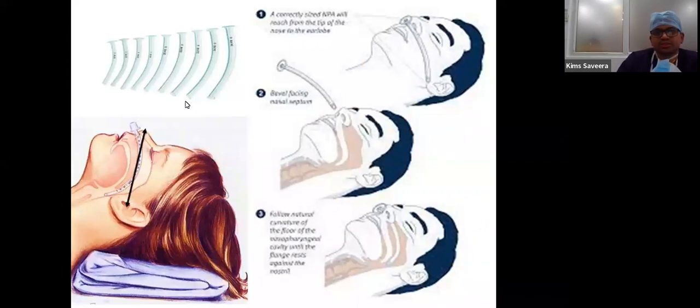When it comes to the nasopharyngeal airway, we measure the length of the nasopharyngeal airway. The ideal length for the patient is from the tip of the nose to the tip of the tragus. This is the type of selection, and the bevel should be towards the nasal septum. We should apply jelly and place it along the curve of the nostrils.